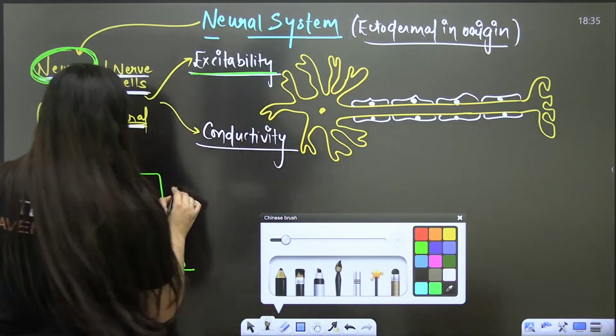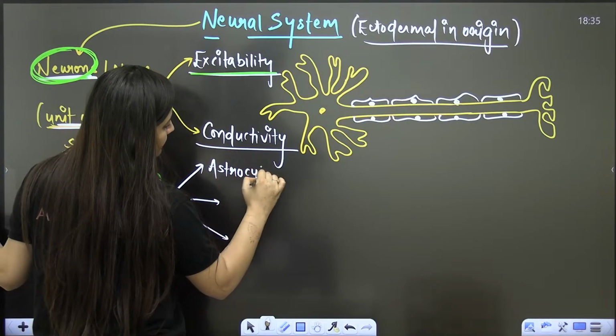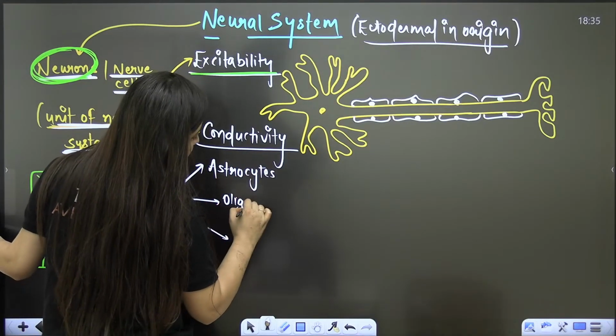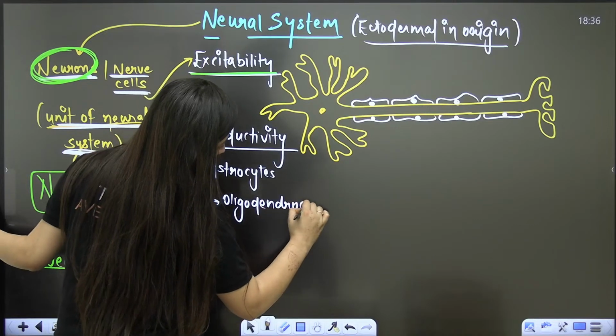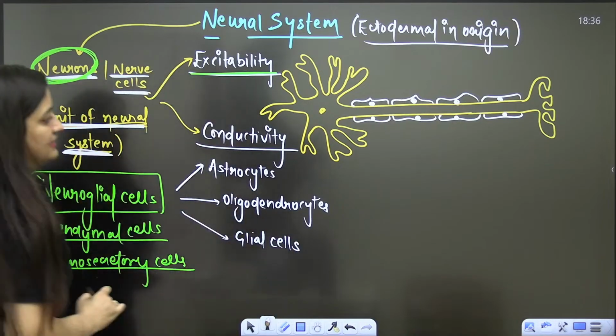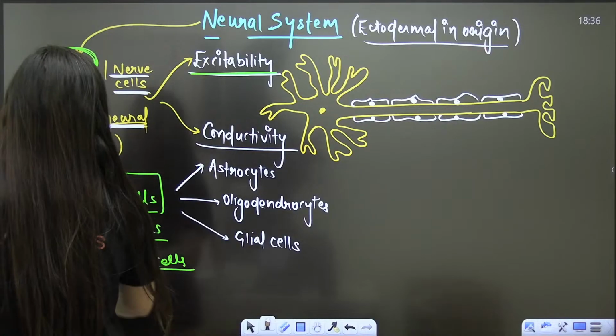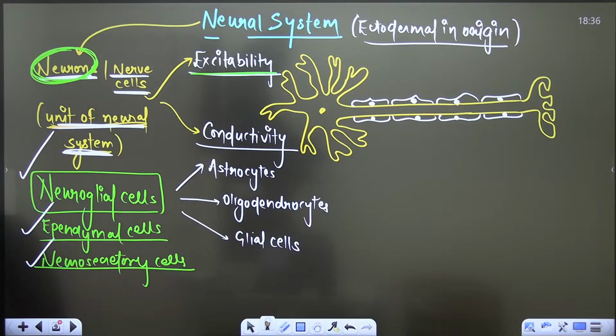And in the neuroglial cells, we'll discuss the astrocytes, oligodendrocytes, glial cells. That's what we have to discuss. So in the nervous system, neurons are the basic unit, plus neuroglial cells, ependymal cells, and neurosecretory cells are also there. Is that clear?